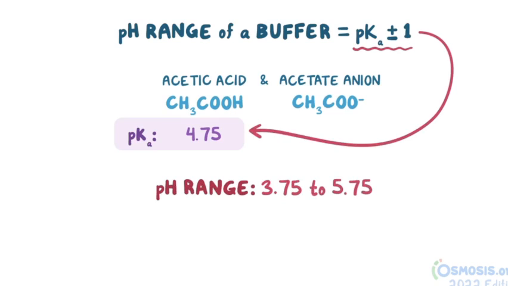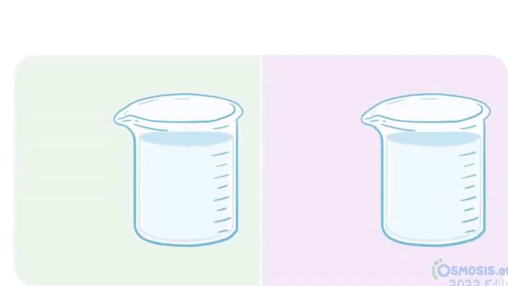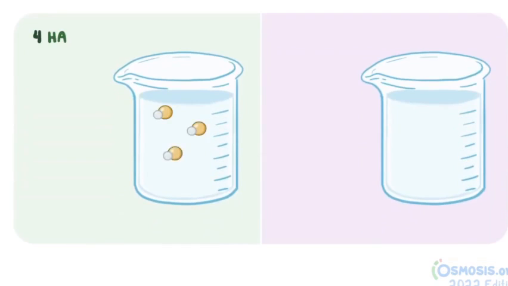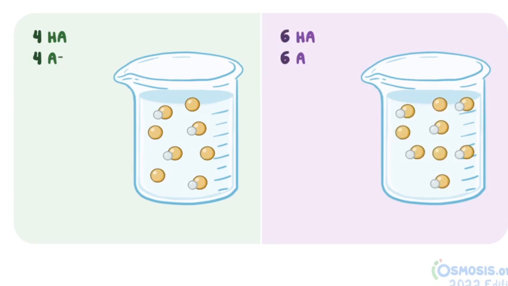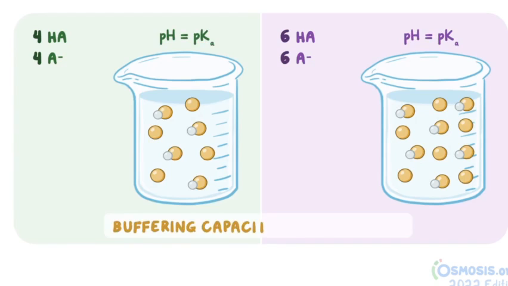Alright, now that we understand that it's possible to break a buffer, let's look at the buffering capacity of two buffers using particulate diagrams. The buffer on the left has 4 HA molecules and 4 A- ions. The buffer on the right has 6 HA molecules and 6 A- ions. Since both buffer solutions have equal concentrations of HA and A-, both have a pH equal to the pKa. Even though their pHs are the same, their buffering capacities are different.